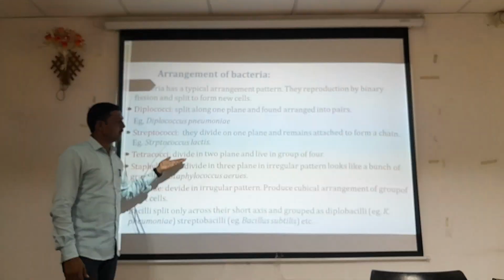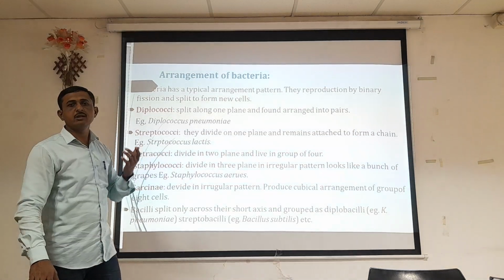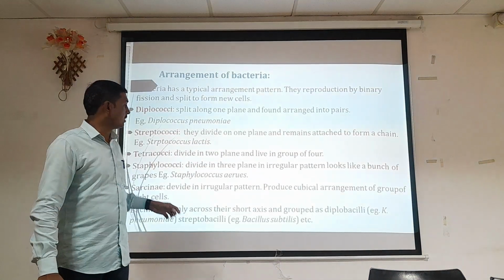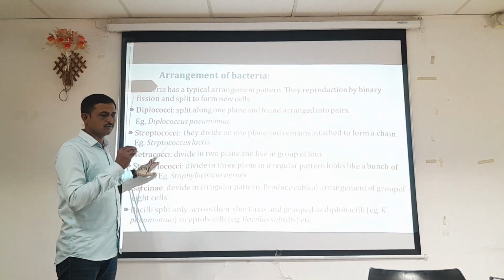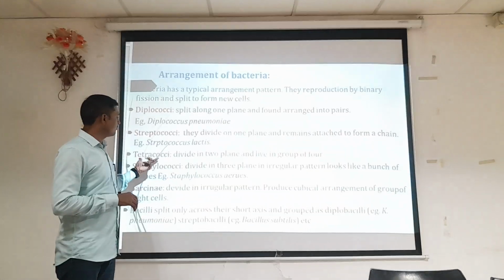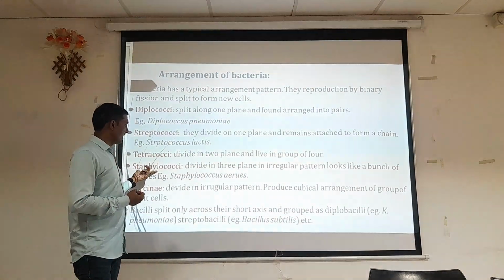Tetracocci, they divide into two planes, and that's why they are found in a group of four cells. That's why they are called tetracocci. Tetra stands for four, and four cocci when arranged attached with one another, you can say tetracocci.